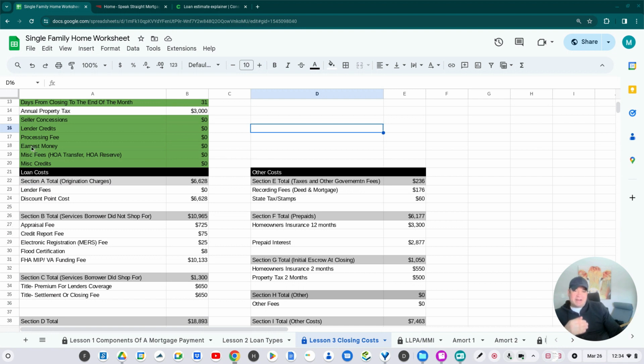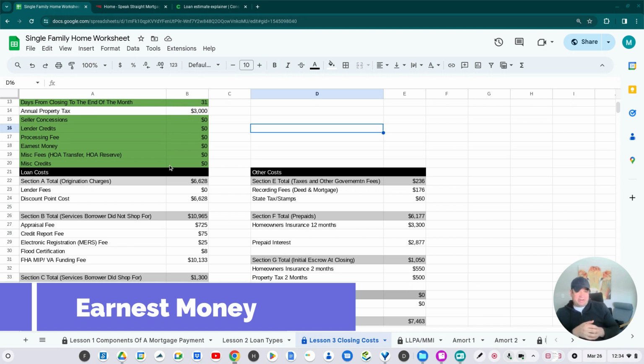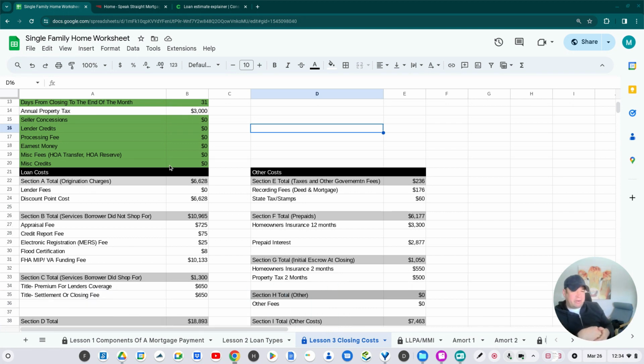Okay, next box, earnest money. So when you put a house under contract, there's a deposit you need to make to basically hold the property. Usually that's 1% of the loan amount. If you wanted to, you could enter that because it comes off the cash to close. It's a deposit you make, but it comes off of what you owe in the end. I'm going to leave it 0 now. If you wanted to, you could enter that.